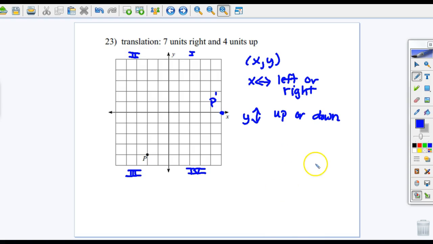Okay, make sure you push pause if you need to copy this down. I want you to go ahead and copy down this coordinate plane and what I just said about the x and y, x being left or right and y being up and down. When you're ready, push play and we'll continue with the next slide.